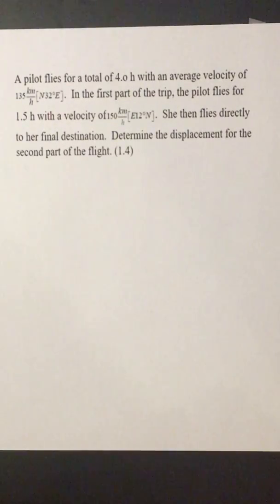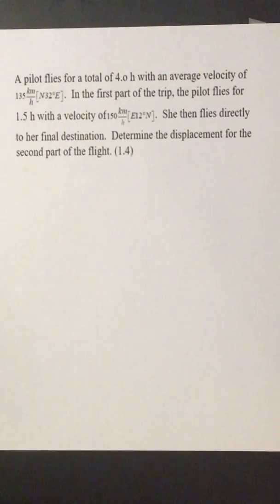A pilot flies for a total of 4 hours with an average velocity of 135 kilometers per hour, going north 32 degrees east. In the first part of the trip, the pilot flies for 1.5 hours with a velocity of 150 kilometers per hour, going east 12 degrees north. She then flies directly to her destination. Determine the displacement of the second part of the flight.